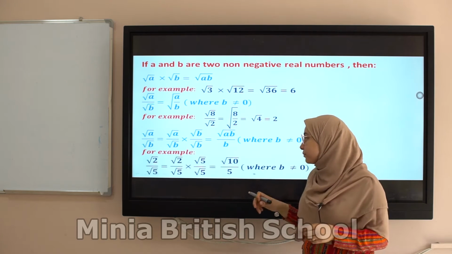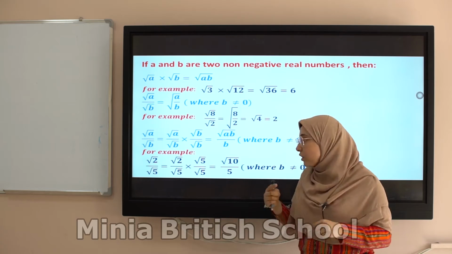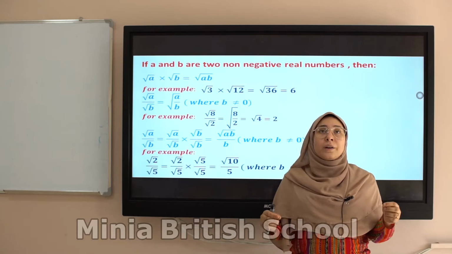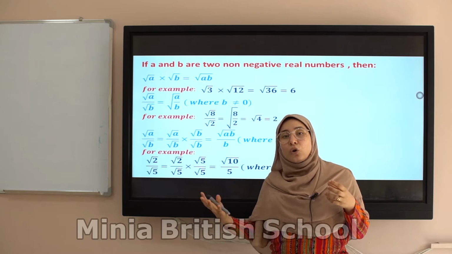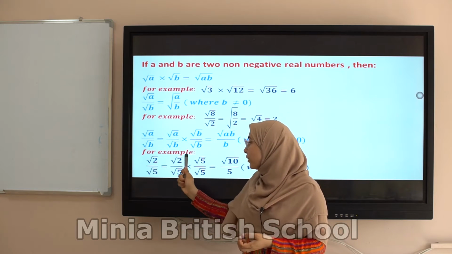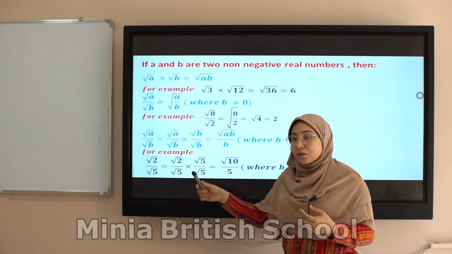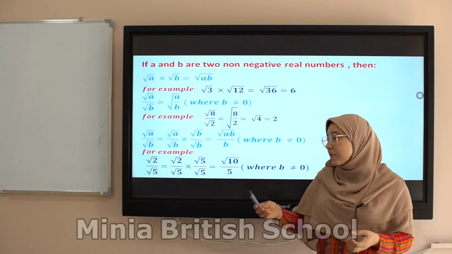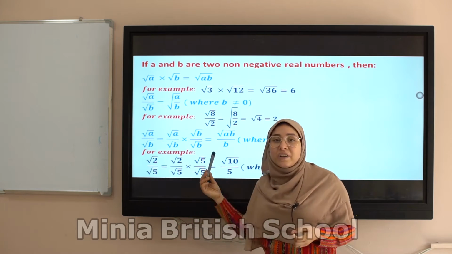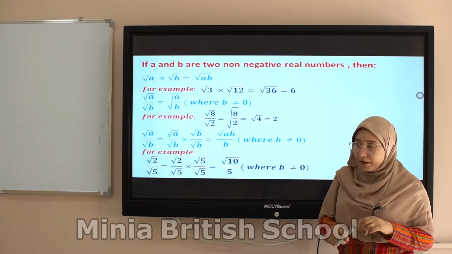For example, root 2 over root 5. Here the denominator is root 5, and I need to write the fraction with the denominator as a whole number, okay? So I will multiply root 2 over root 5 by root 5 up and down, okay? So root 2 times root 5 equals root 10, and root 5 times root 5 equals 5. So root 2 over root 5 equals root 10 over 5, okay?